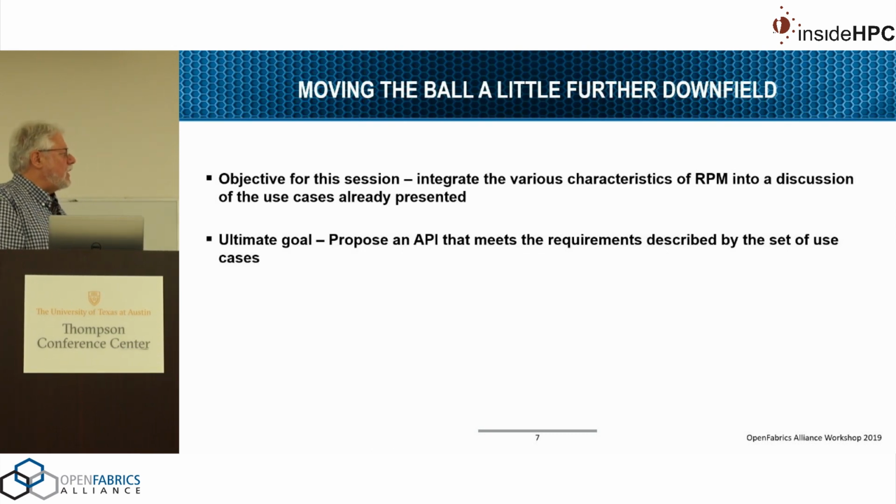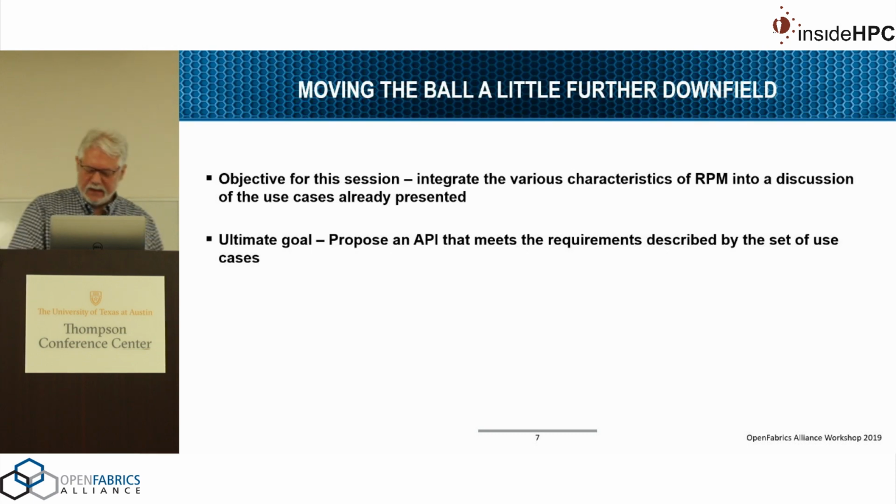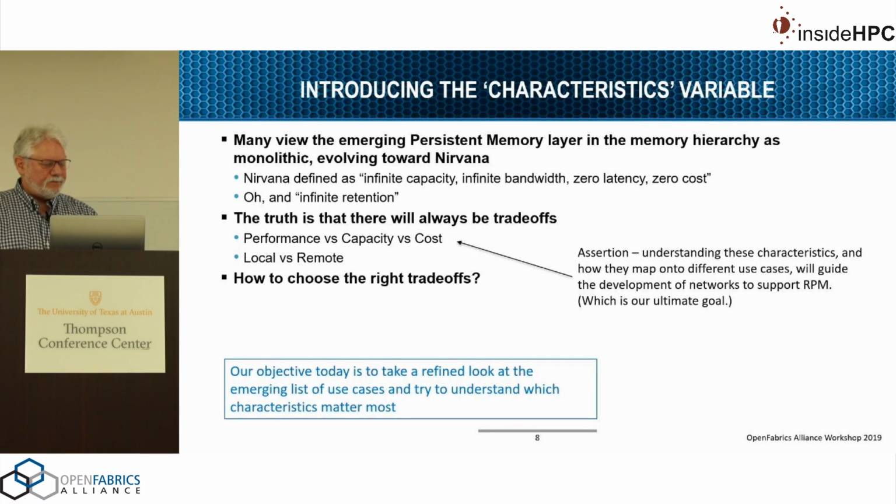But moving the ball a little bit down the field, integrate the various characteristics of PM, such as persistence, capacity, cost, scalability, a few others like that, into this discussion of use cases and see what that does to our thinking about APIs. I'll warn you right now that I'm not at the point yet of being able to say what I think the APIs are going to look like. I'm holding that back because I really want to understand the use cases first and let that drive our notions about what the API might look like instead of the other way around. No presuppositions, in other words.